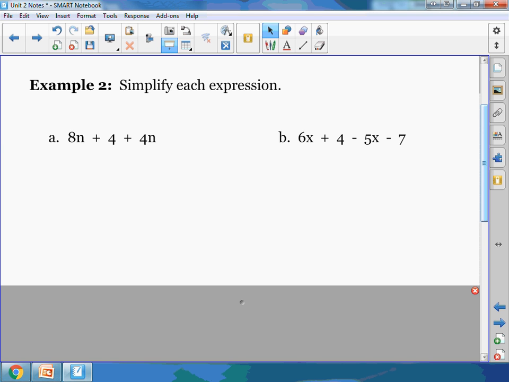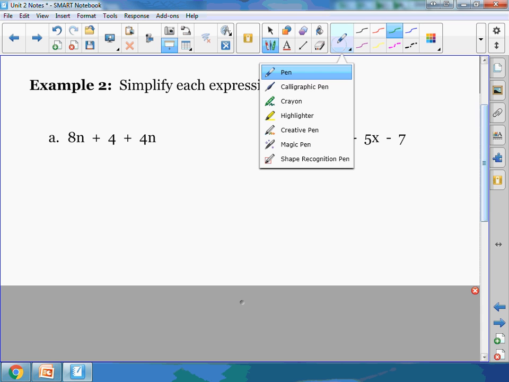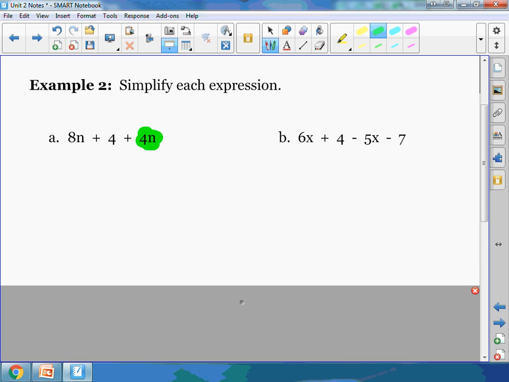If you take a look at letter A and do what we did in the last couple of days with identifying coefficients, constants, and like terms, tell me, where do you see any like terms in letter A? Matt? 8n and 4n.